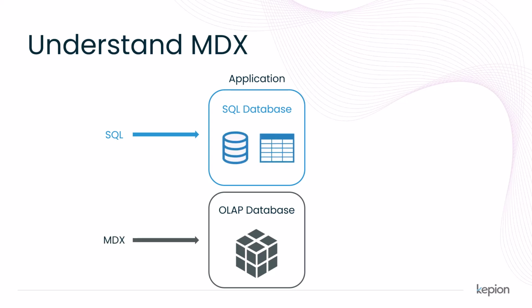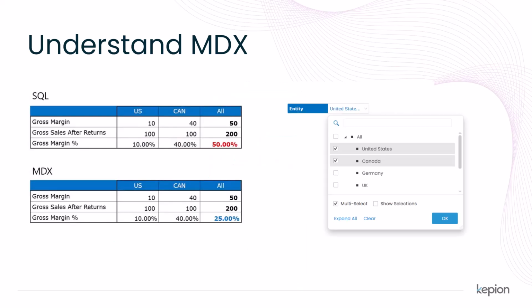Some calculations, like our gross margin percent, require aggregated data to obtain the results. These calculations can't be easily represented with SQL. For example, in this sample form, we've manually calculated gross margin and gross sales after returns with SQL, and used those values to determine the gross margin percent. While each individual calculation is correct, the aggregation of these values is not.